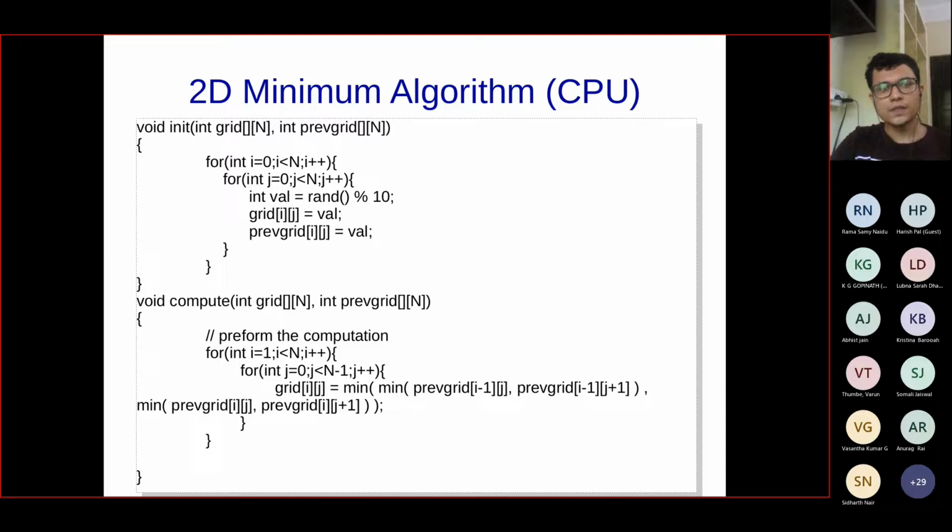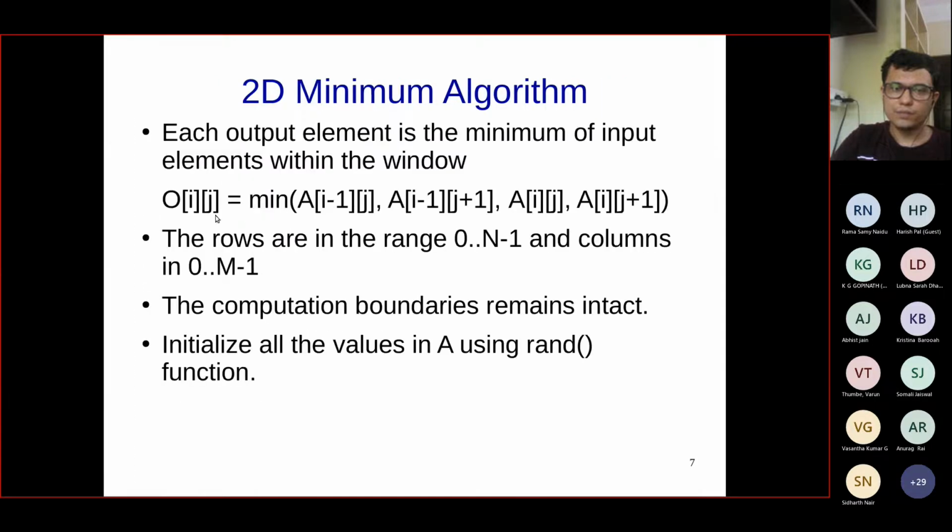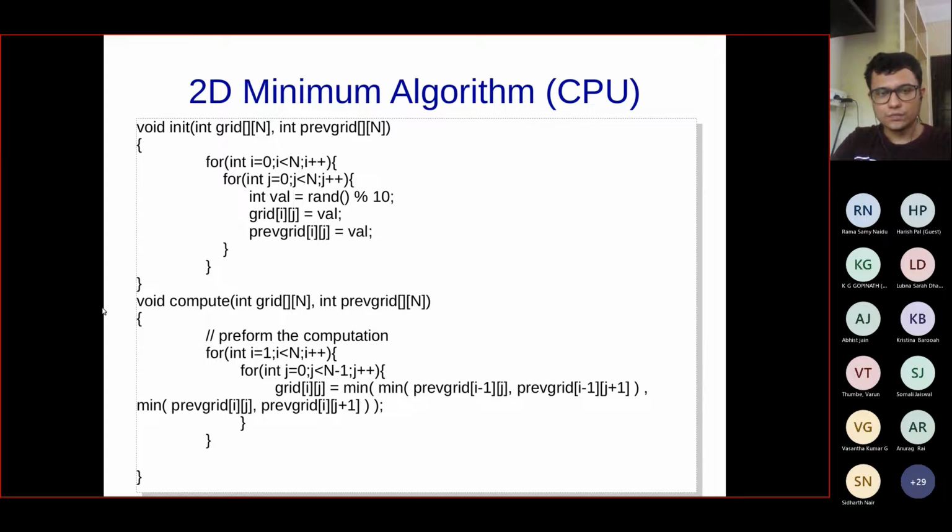And how are we performing the initialization? It's very simple. We are running two nested loops, calculating random values using the rand function in C, and initializing both grid and previous grid with those values. So initially grid and previous grid are both initialized to our input matrix, which was initialized using random values. Now inside the compute function, we are passing this grid and previous grid which were initialized here.